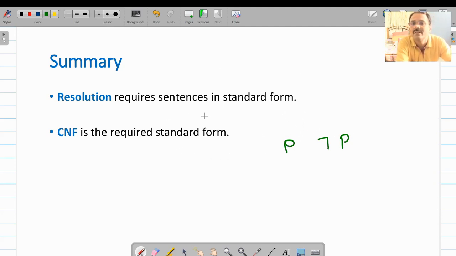That standard form is called conjunctive normal form, we call it CNF, and this CNF is a simplified form of your original predicate language statement. We are going to use this in resolution as an input to the resolution procedure. In the next class we will see how the unification algorithm works.